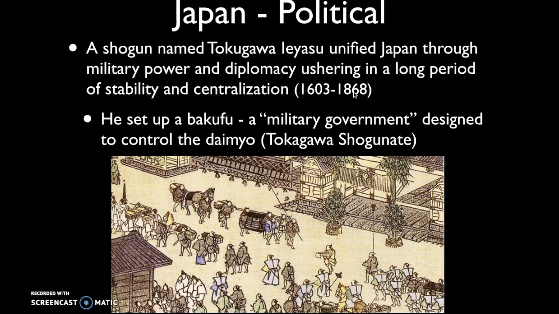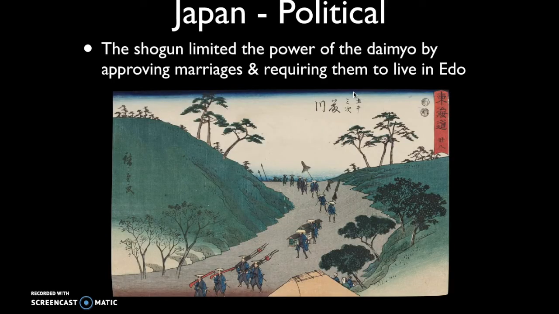And so he does a number of things, Tokugawa Ieyasu does, passes a number of laws and regulations to try and control the daimyo. For one thing, he limits the power of the daimyo by requiring all marriages to be approved. And so at this point in world history, the predominant way to create alliances, which ultimately give you a little bit more power, is through marriage.